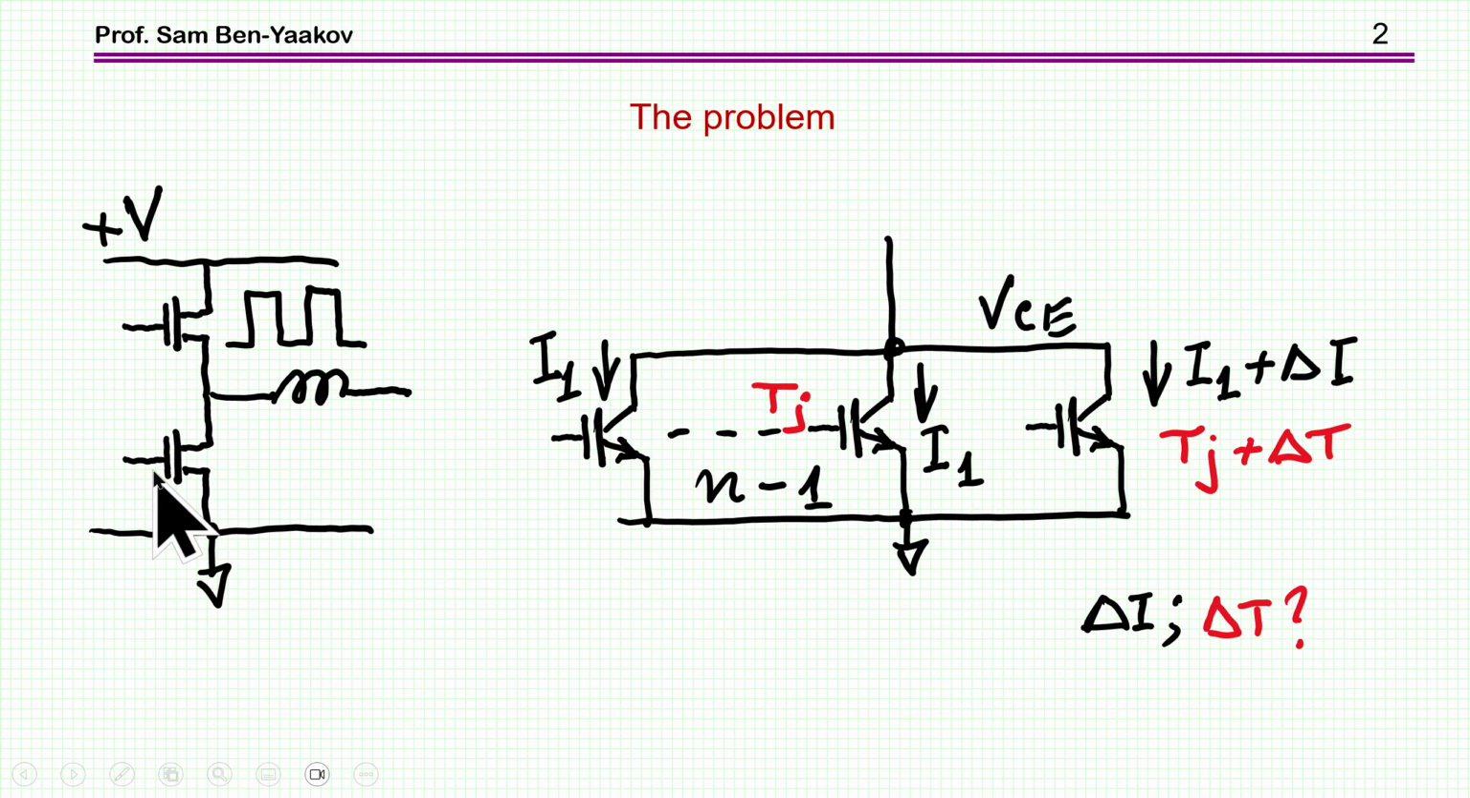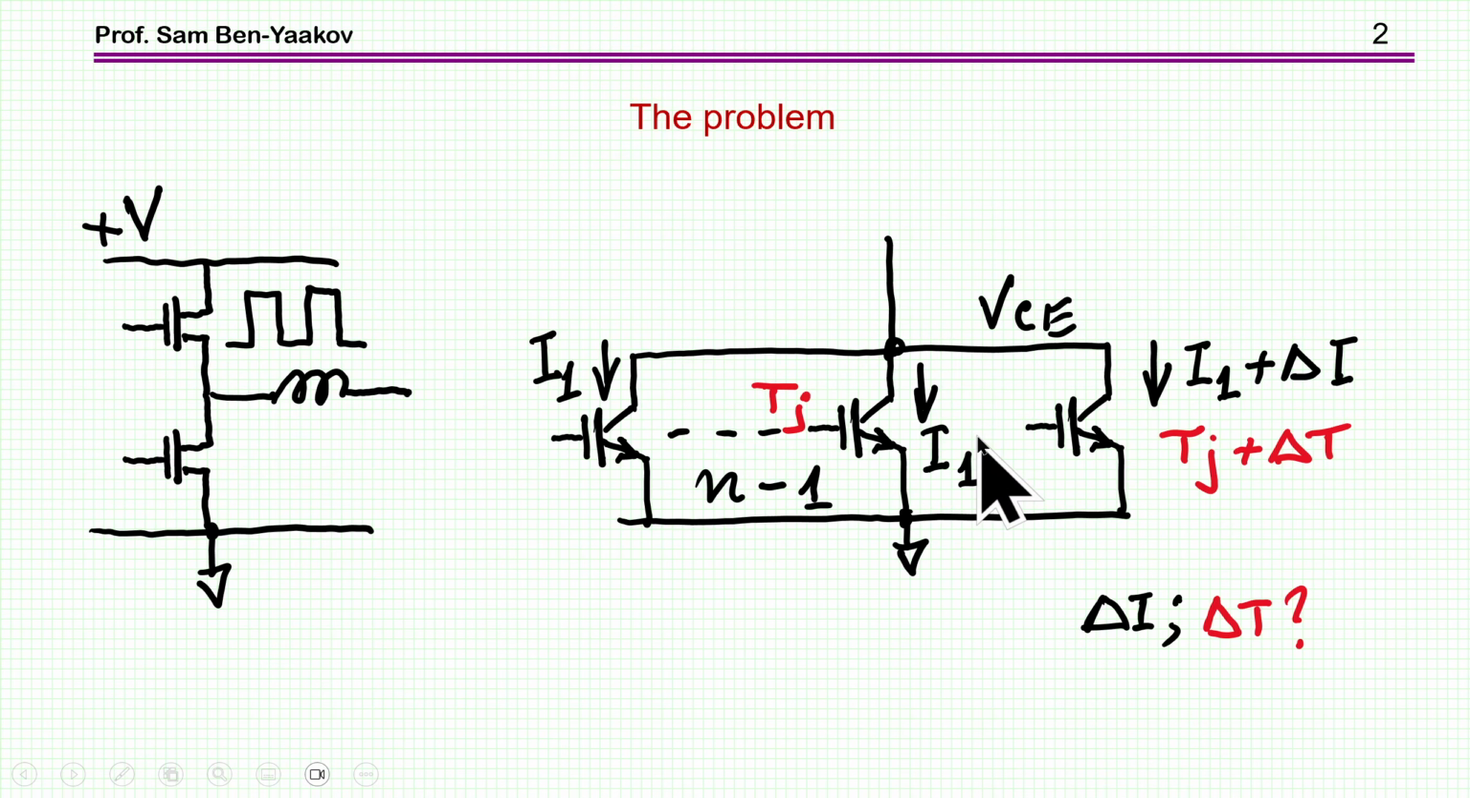Now, this is MOSFET, and these could be IGBTs. So we have a large number, could be 5, 6 transistors in parallel in order to increase the current capability of the inverter. Now, if I have this connection in parallel, and I look at one particular transistor, this transistor under test, let's call it, the question is, what is the current of this one as compared to the average current in the other transistors?